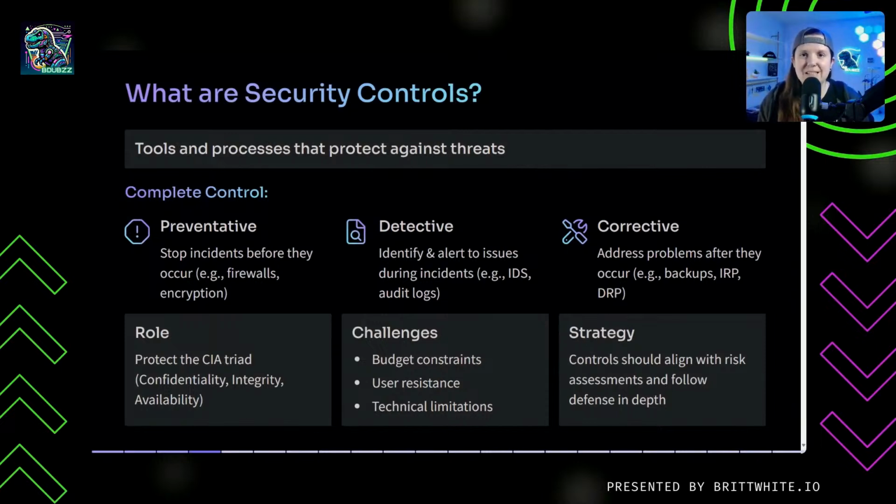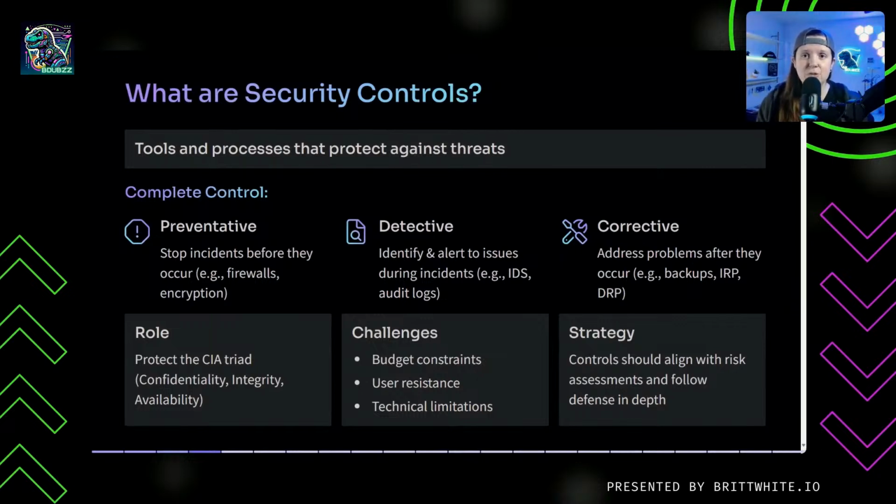Corrective controls fix things after an incident. Imagine malware trashes your files. Restoring from a backup is your corrective control, like calling in a cleanup crew after a storm. Additional examples include incident response procedures and disaster recovery plans. These 3 work together to protect the CIA triad: confidentiality, integrity, and availability.